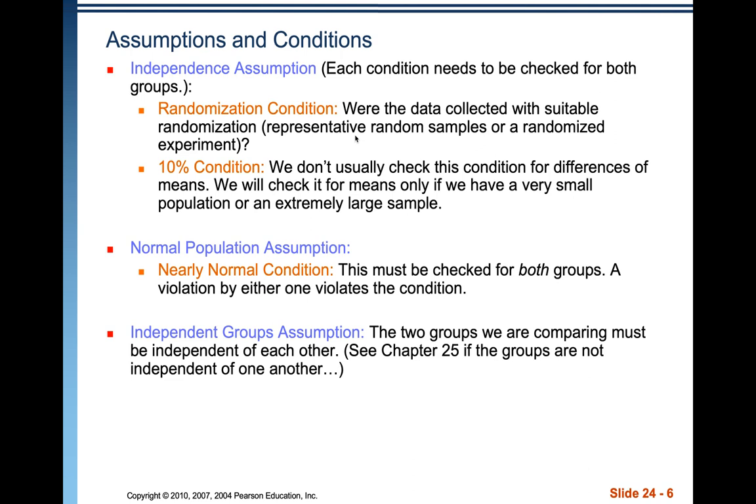Okay, so those are the assumptions we have to make and conditions we have to check about both groups. Now we need to consider the relationship of one group to the other group, and this is the independent groups assumption. The two groups we are comparing must be independent of each other. There is actually a set of methods that we're going to look at in chapter 25 if we have groups that are not independent of each other. We didn't have an analogous inference method for proportions, so it's going to be kind of a new thing for means, but we'll worry about that in the next video.